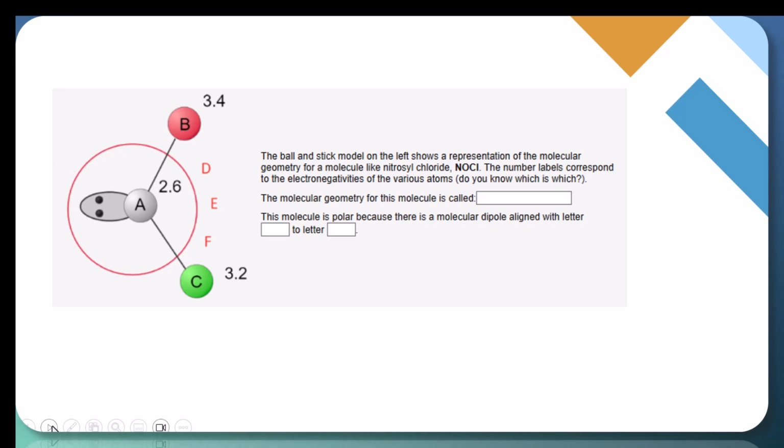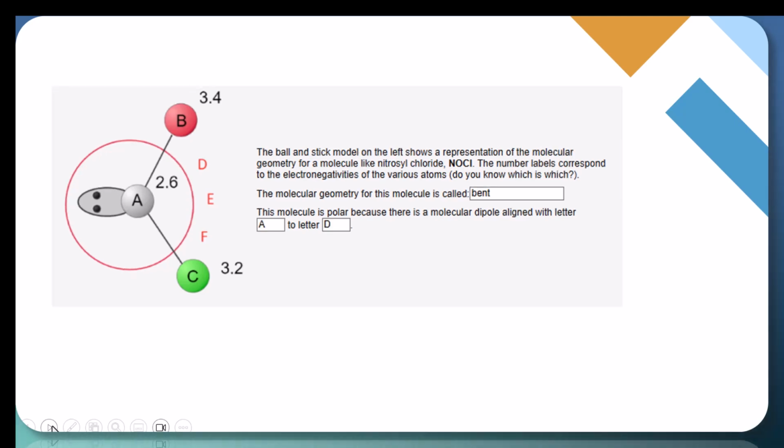I've indicated the electronegativities of each of the elements. We would expect that the molecular dipole, instead of going right through the molecule, as would be represented by letters A to E, would instead be going from letter A to D, given that the oxygen is more electronegative than the chlorine. And so a completed version of this would look something like this.